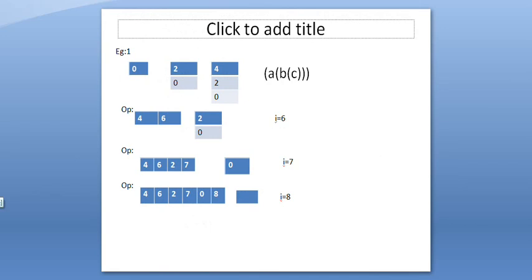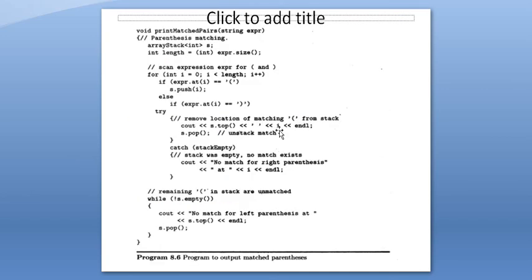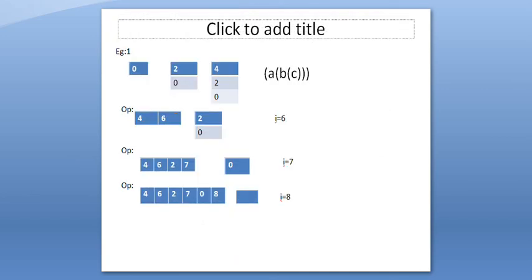So print the element using top function. So 4 will be printed here, then you print a message I. What exactly it suggests is 4 is the left parenthesis and its equivalent right parenthesis counterpart is at location 6. So 4 and 6 are the balanced expression. For 4, 6 is its equivalent counterpart.